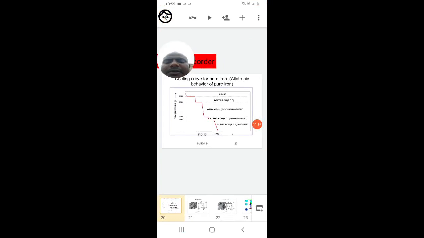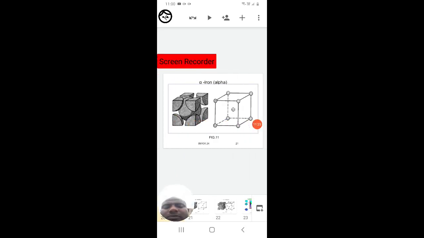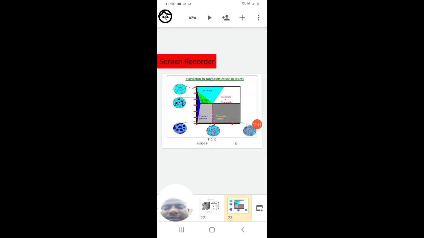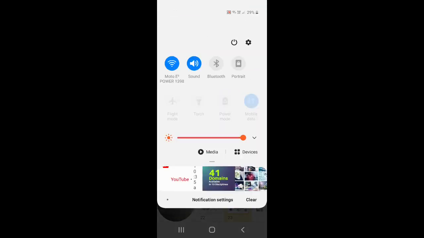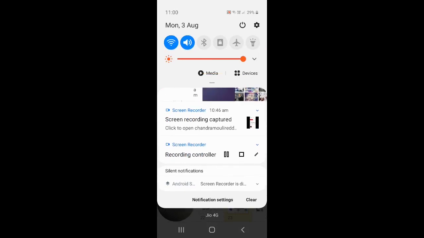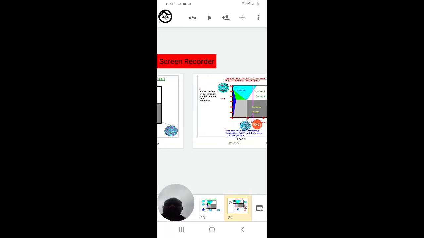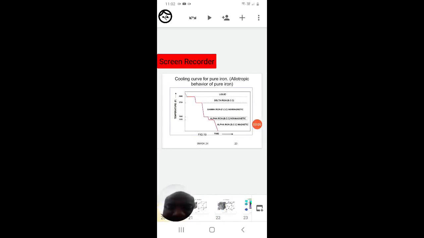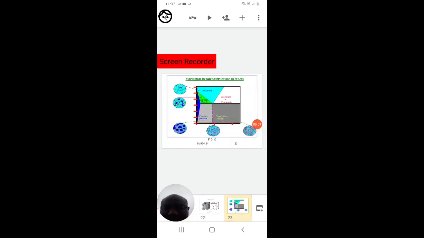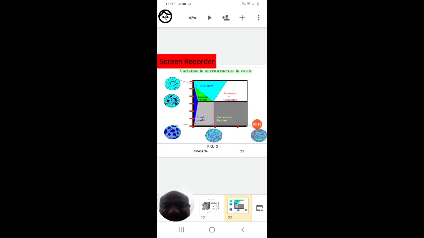So after you see the animation for all these types of iron, different types of structures occur. After the animation, you will see the allotropic different types of iron. In that, the very stable form, you see the variation of microstructure in steel.